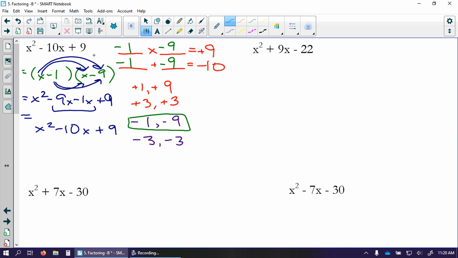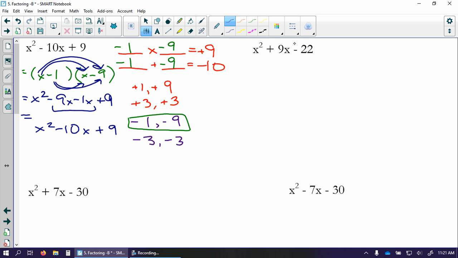And we did x squared minus 10x plus 9. When this is positive, we're going to have both terms have the same sign. So we had positive 9 as the product. So 1 times 9, positive, 3 times 3, positive makes 9. To get a negative 10, well, negative times a negative makes a positive 9, as well as negative 1 plus negative 9 makes negative 10.